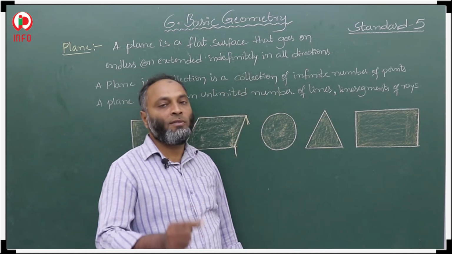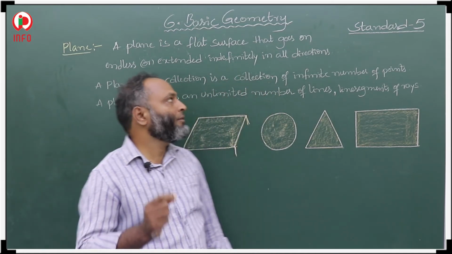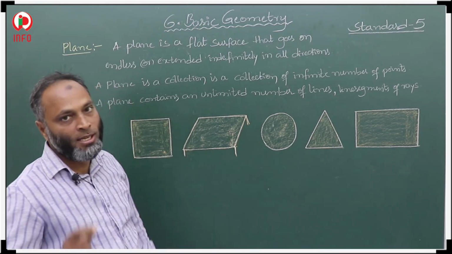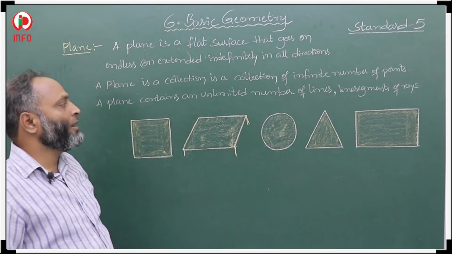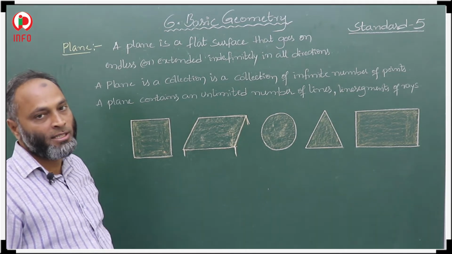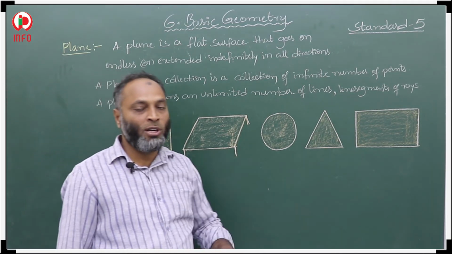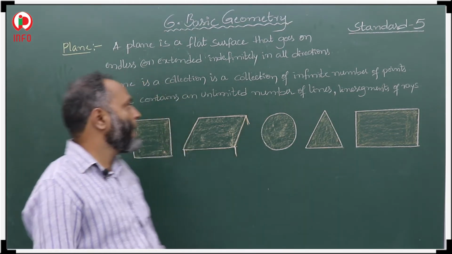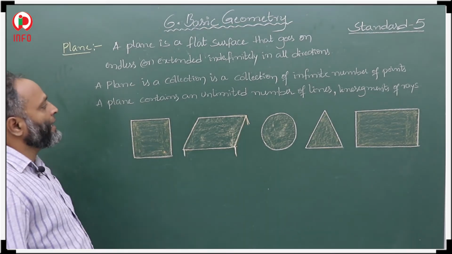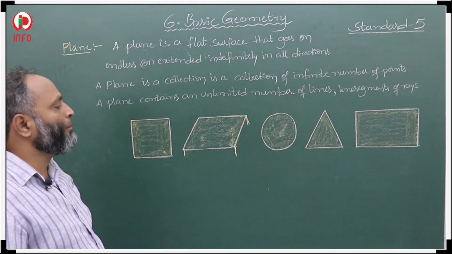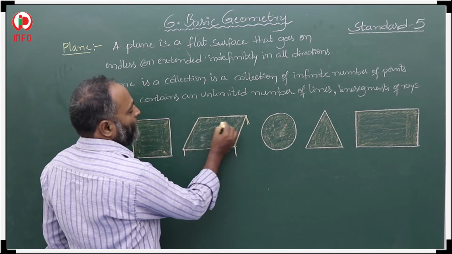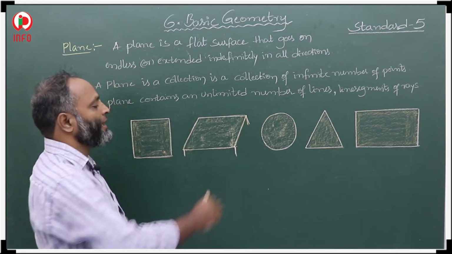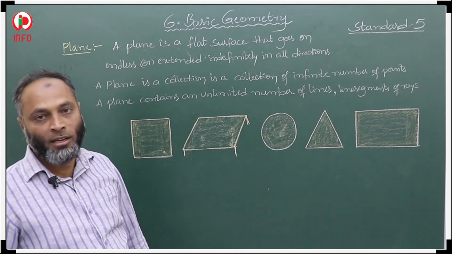So what does a plane mean? A plane is a surface area that moves endlessly, infinitely, in all directions. A plane is a collection of an infinite number of points. How many points are there on a plane? Infinite points. If infinite points are collected, then we form a flat surface area.